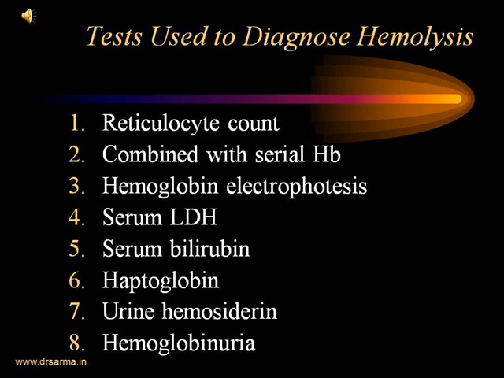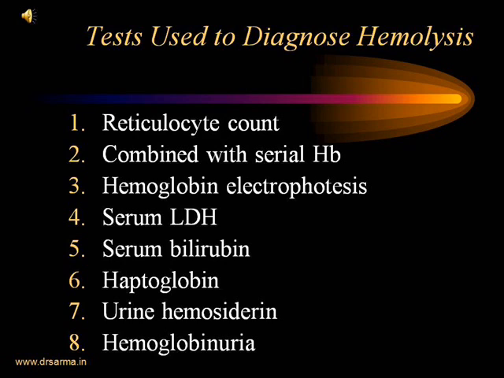Microcytic hypochromic anemias, macrocytic anemias, macrocytic megaloblastic anemias, and normocytic normochromic anemias of chronic diseases can all be treated by us, the general practitioners. However, when it comes to hemolytic anemias, we require the help of our hematologist. Our hematology colleague will do the following tests to identify the cause of hemolysis.